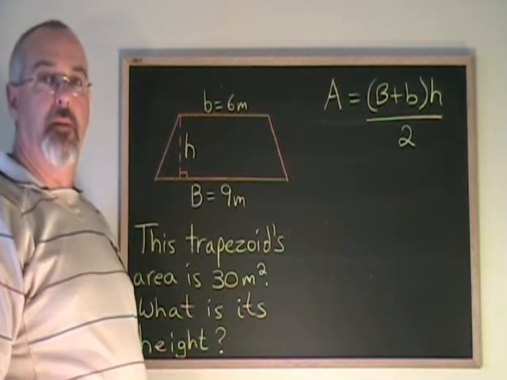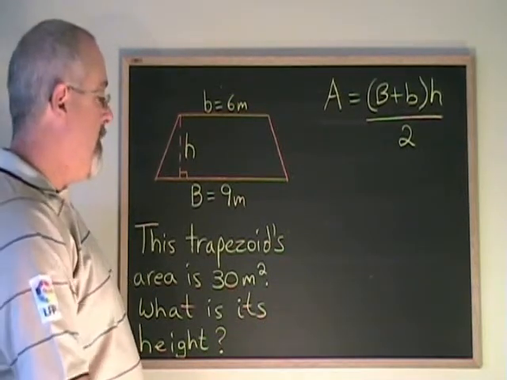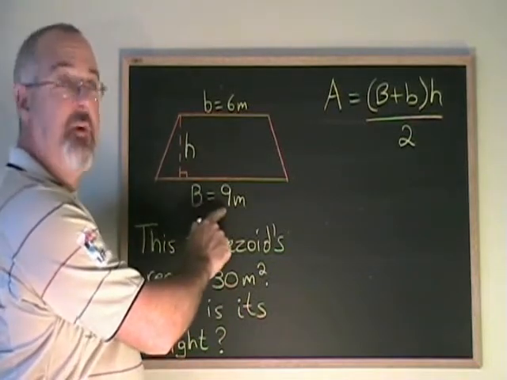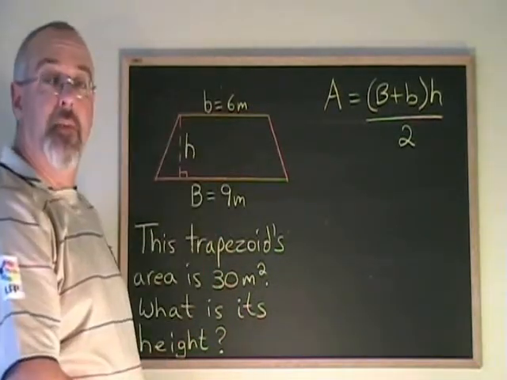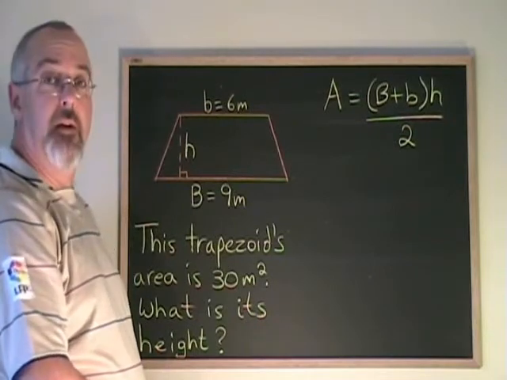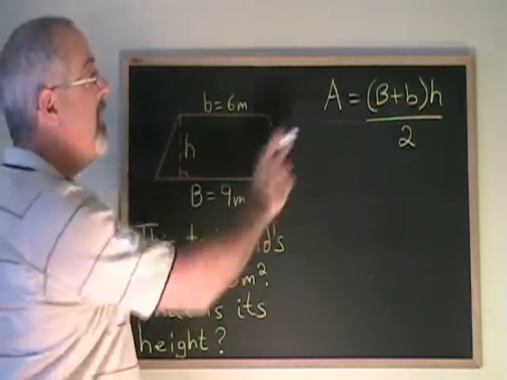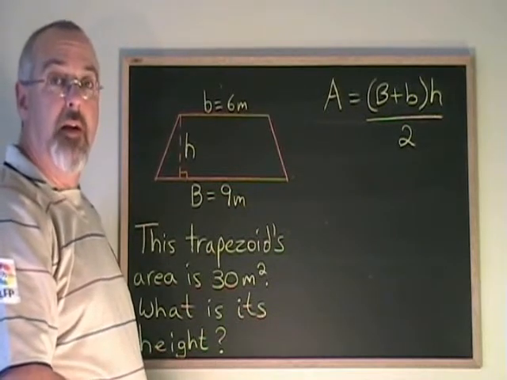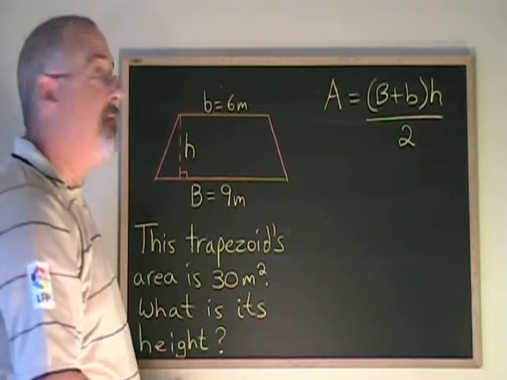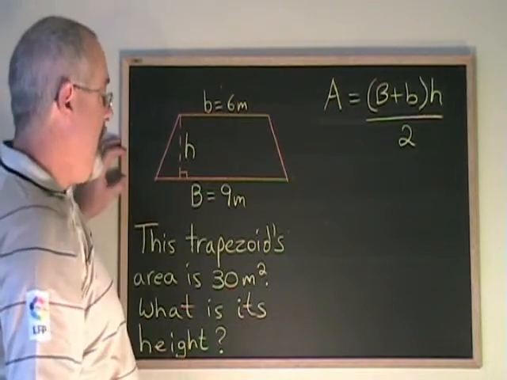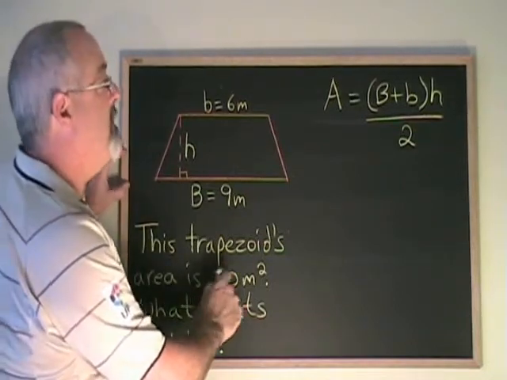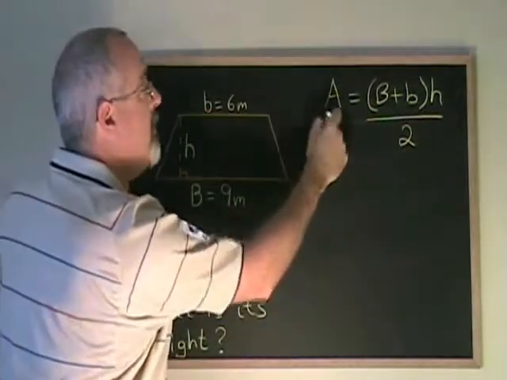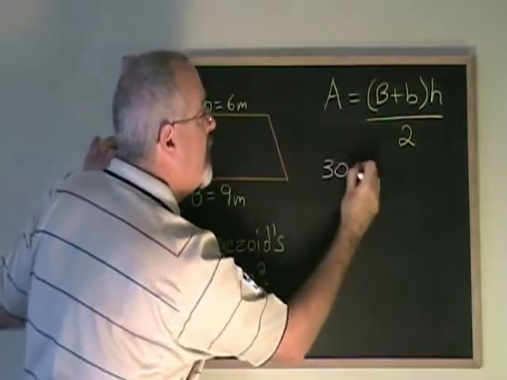Here's another formula problem. This time, some of the information we need is given in this paragraph, and other bits of information that we need are given in the diagram. We have to take the numbers we're given and use them to replace the letters in our formula, all of the letters except one, and then solve for the letter that is left. In this case, we are given the area, 30 meters squared. In the formula for area of a trapezoid, I replace my A with 30.